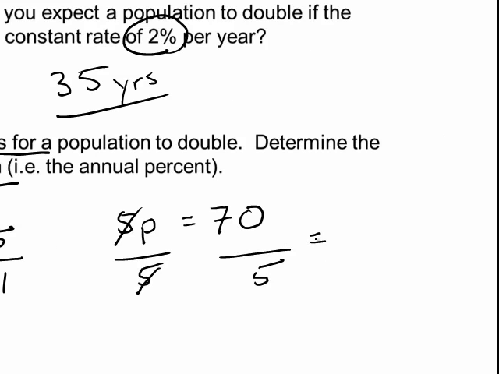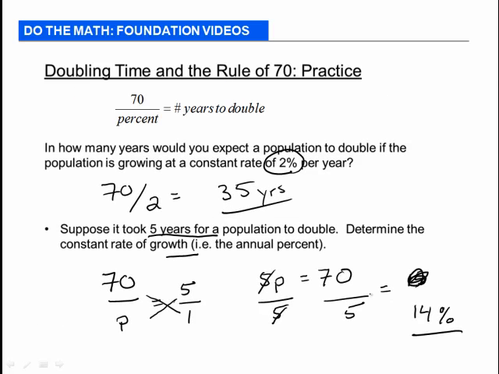So you get a calculator out, and we take 70 divided by 5, you get 14. Oops, I'm not writing it correctly. 14%. So the growth rate of something that doubles every 5 years would be 14%.